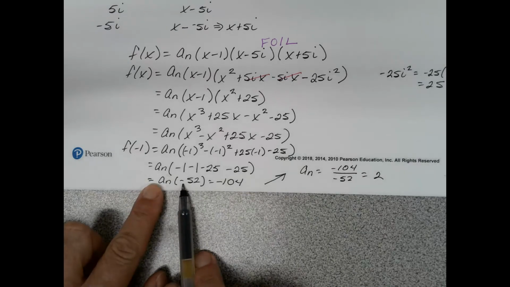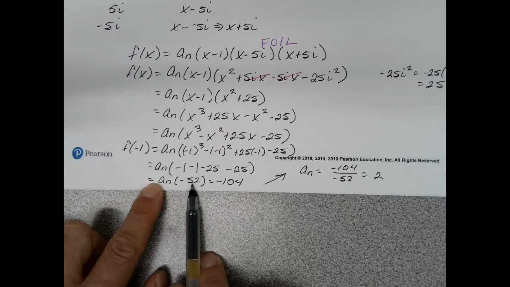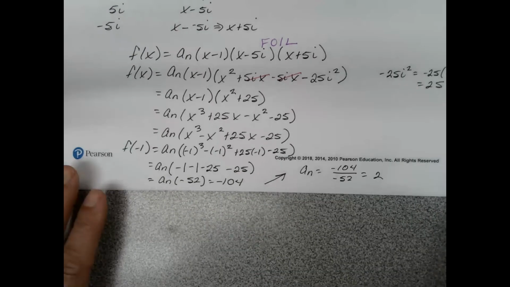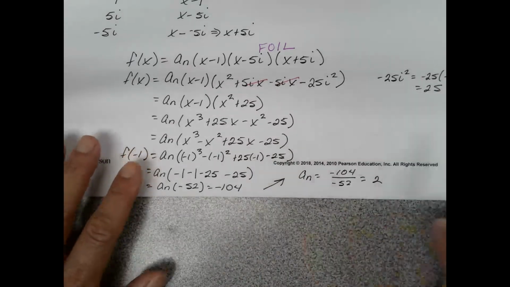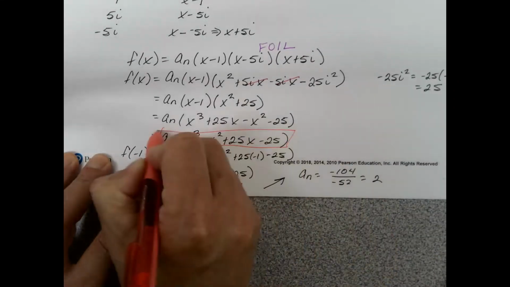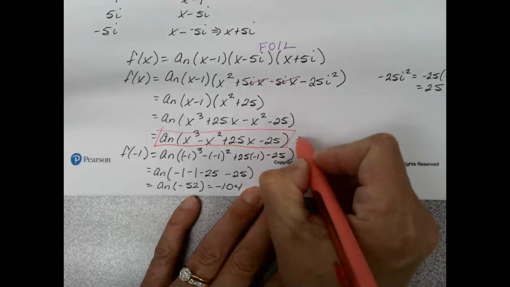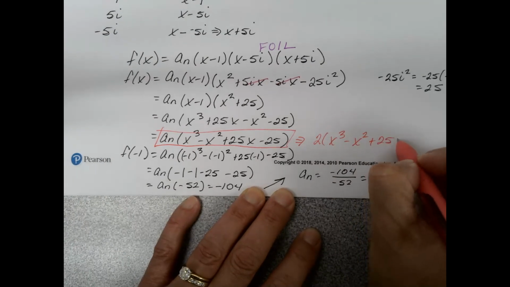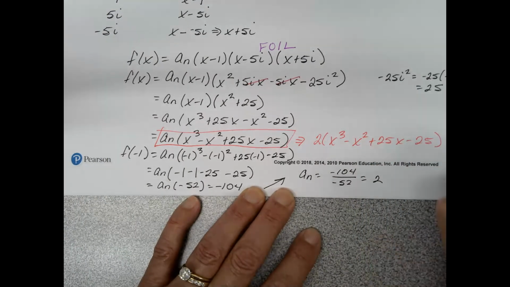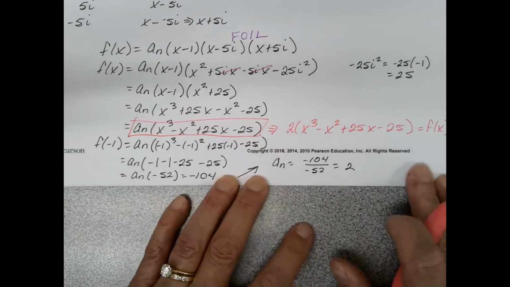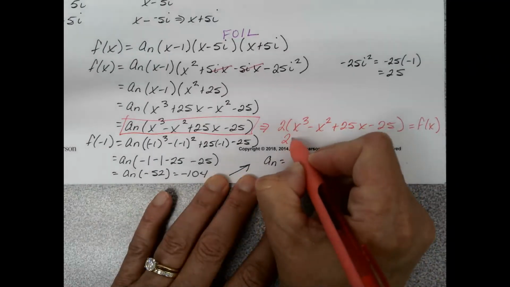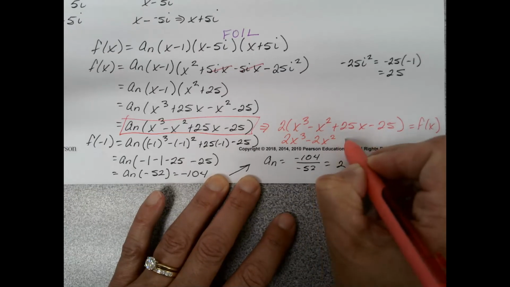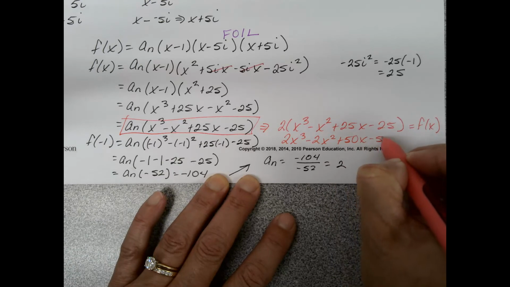Because I have a sub n multiplied by negative 52, and I'm trying to figure out what a sub n is, to undo this multiplication by negative 52, we'll divide. So that, you can finish your polynomial. Going back right here, here's what our polynomial is. It says my a sub n is 2. So this becomes 2 times x cubed minus x squared plus 25x minus 25. That's your polynomial. You can distribute the 2 through to give you 2x cubed minus 2x squared plus 50x minus 50.